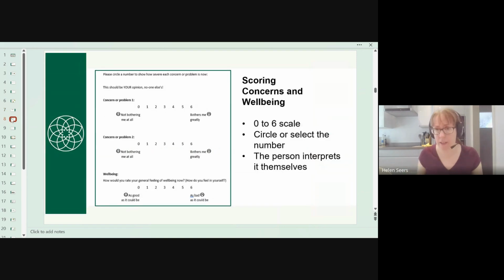The number bit. So when you're using it digitally on Joy, you will only be able to select 1 number, of course, because that's digital. But if it's on the paper form, avoid people going, oh, it's between a 3 and a 4, I'm not quite sure. Get them to select 1 number, please.